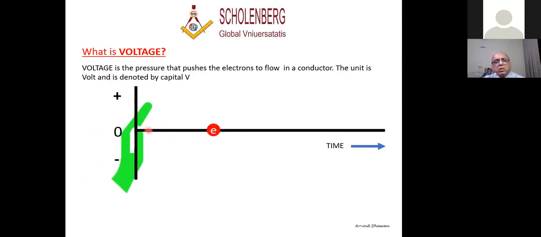So to make these electrons move, you have to have some pressure, some force, somebody to kick the electron. That force, the pressure you apply to make these electrons flow, is called voltage, denoted by V.